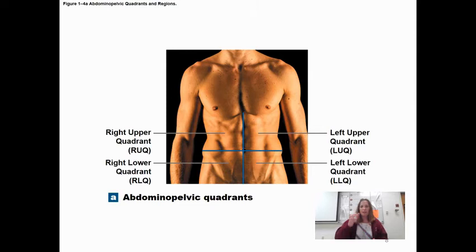So here, this is the right upper quadrant. This is the right lower quadrant. This is the left upper quadrant. And this is the left lower quadrant. All of these things that we're going to go over are important because it helps doctors identify where things are located. If they're palpating, like when you go to the doctor, often they push on your stomach and they palpate, and that's so they can feel if everything is normal or not.